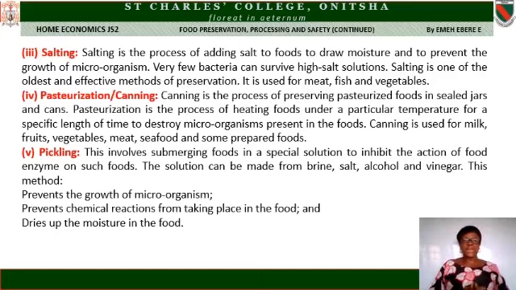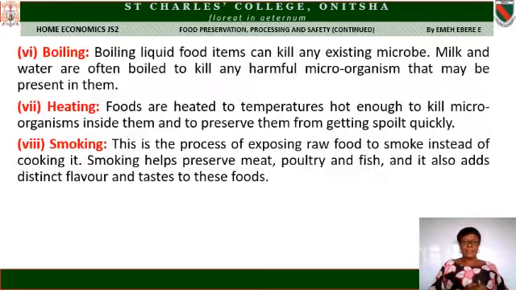Number 5, pickling. This involves submerging foods in a special solution to inhibit the action of food enzymes on such foods. The solution can be made from brine. Brine is a water solution of salt, alcohol, and vinegar. These methods help us to prevent the growth of microorganisms, prevent chemical reactions from taking place in the food, and also dry up the moisture in the food, which helps it to last long.